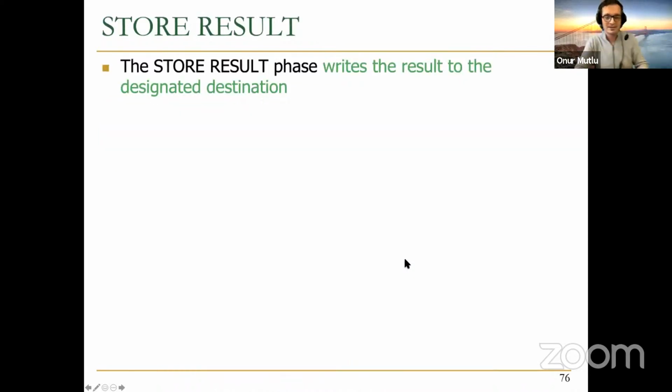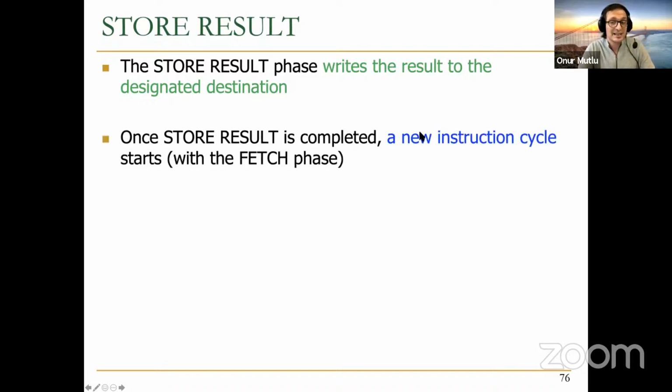Okay, that's very simple. Now the store result phase, which is the last phase, writes the result to the designated destination. Once store result is completed, a new instruction processing cycle starts with the fetch phase. Now let's take a look.